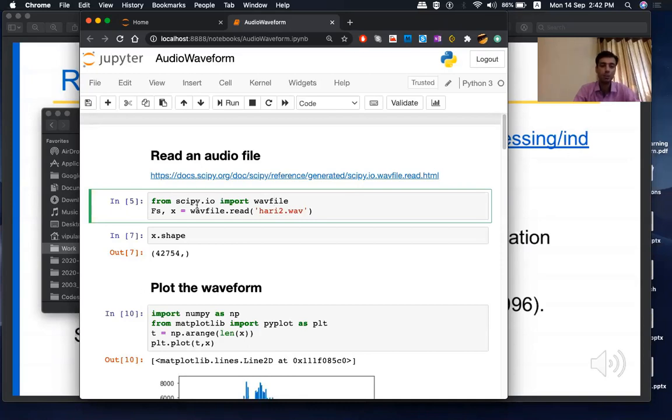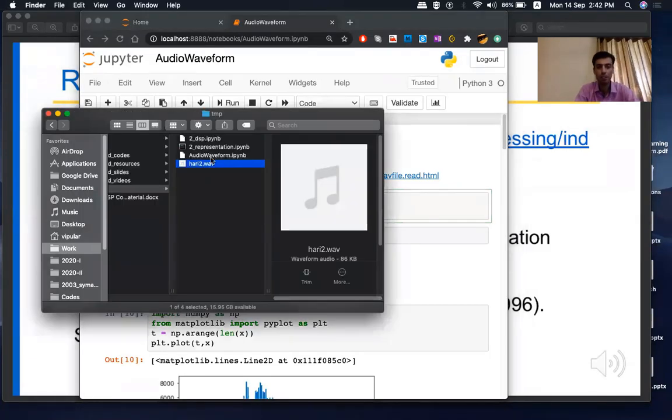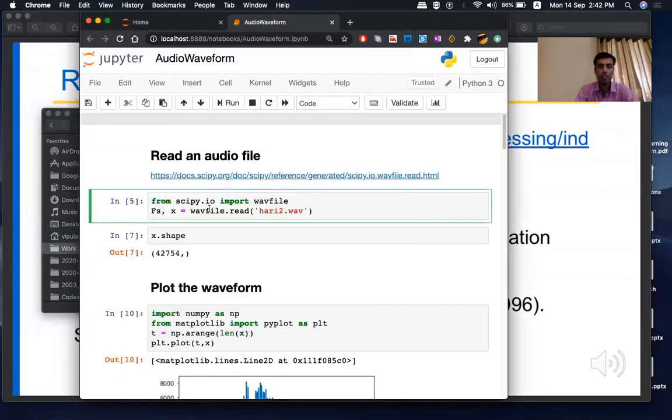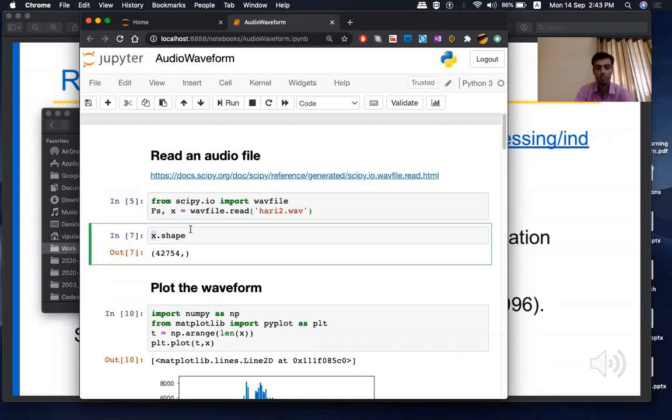So it is used to read and input audio. I want to read this hari2.wav, which is in the same folder as my script. My script is audio waveform.ipynb, and my audio file is hari2.wav. So I will just say wavefile.read hari2.wav, and what it reads is the sampling frequency and the signal. I want to see what my sampling frequency is.